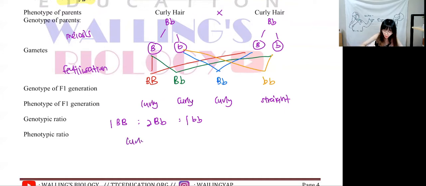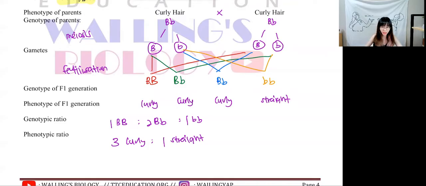Phenotypic ratio, we have curly hair and straight hair. How many curly hair do we have? We have 3 curly hair and 1 straight hair. This is what we call genotypic ratio and phenotypic ratio. We have to write the genotypic and the phenotypic out in order for us to get the answer. So this is the second combination.